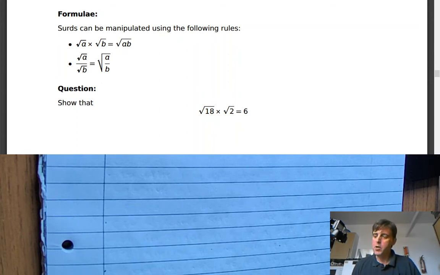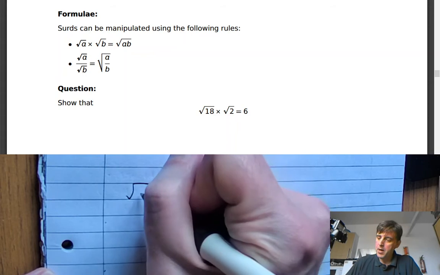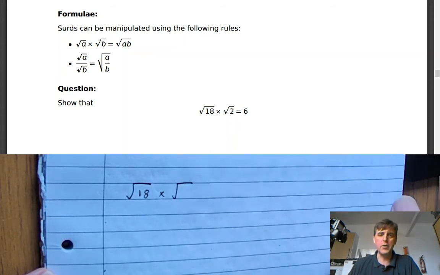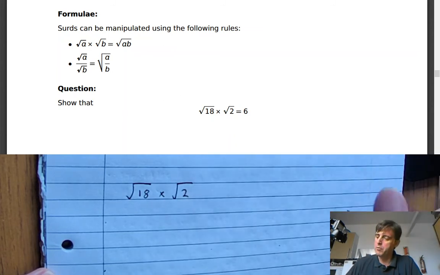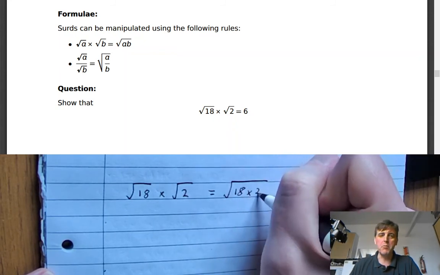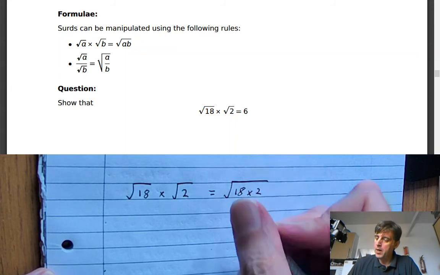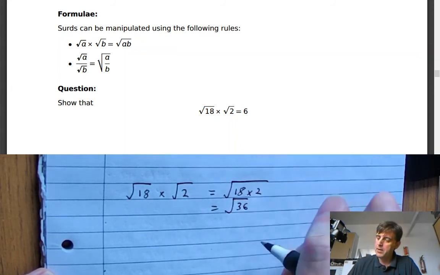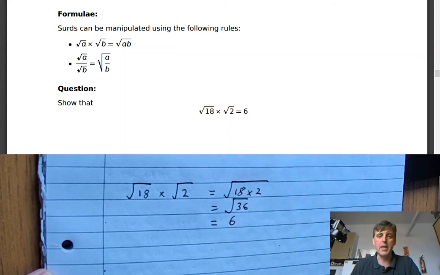Okay, let's see how this one works. So I think there's a couple of different ways you could approach this one. I think the easiest way is probably to just use that first rule on the screen there directly. So we will just say that the square root of 18 multiplied by the square root of 2, we can write that as the square root of all of 18 multiplied by 2. So that's just using that first rule on the screen there. Let's do the calculations. 18 times 2 is of course 36. And the square root of 36 is 6, because when you multiply 6 by itself, you get to 36.